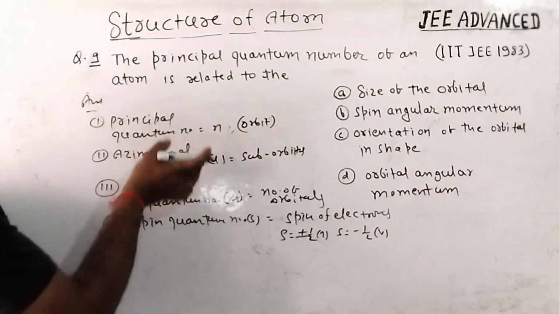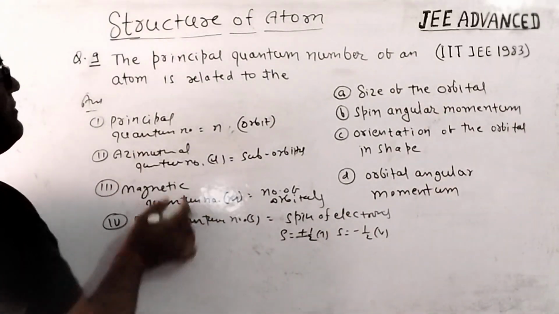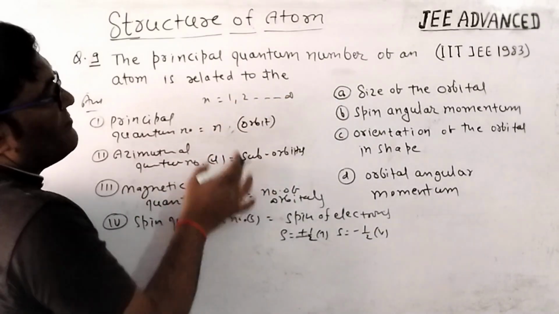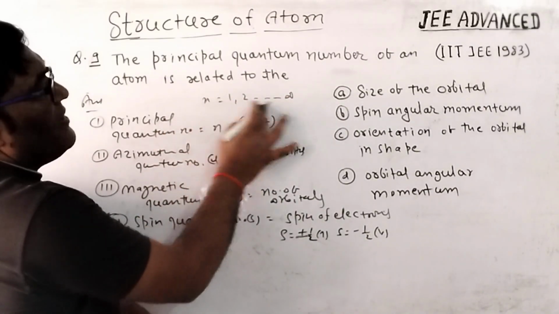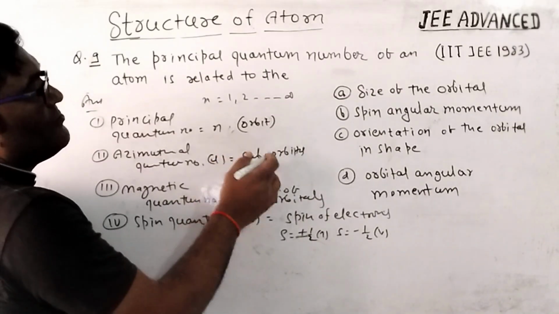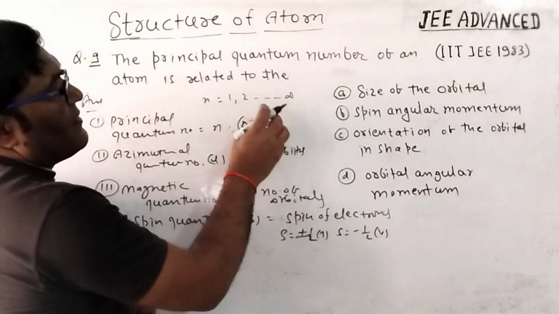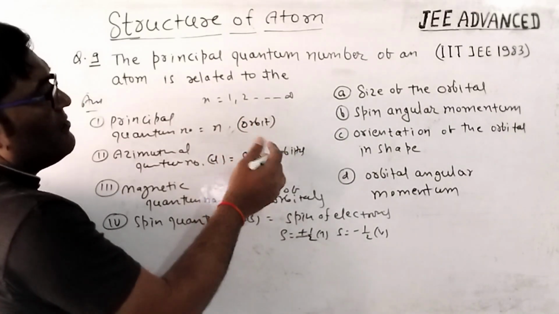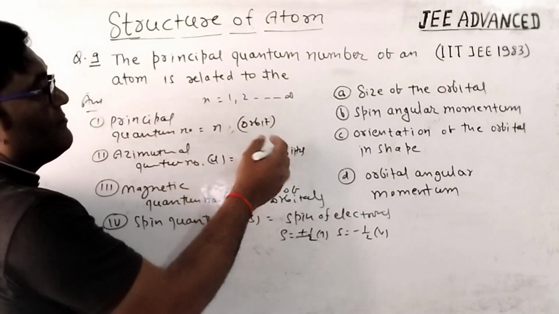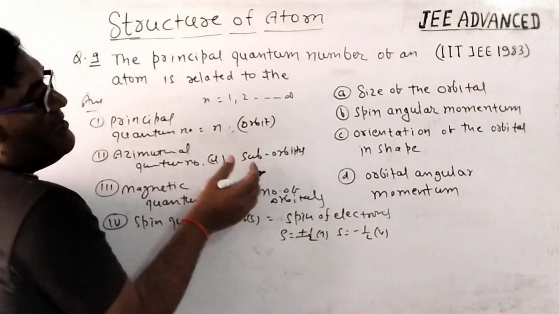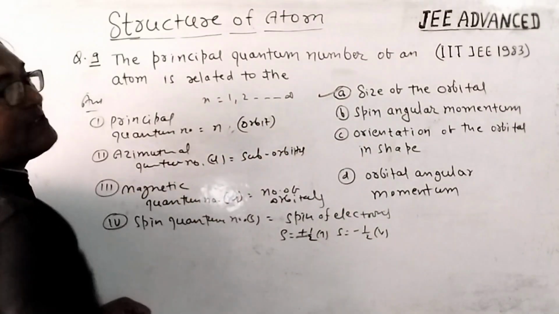Now according to these informations, whenever value of n is 1, 2, 3, 4 to infinite, with increase in value of n, size of orbital becomes increased, due to increase of size in atom, because orbital distance from center and last shell distance becomes increased. So option A is correct.